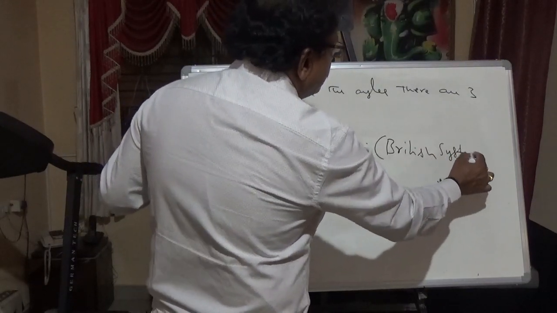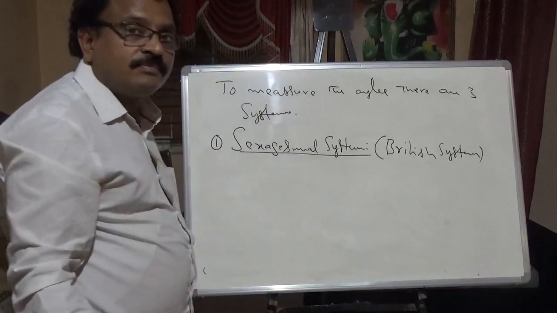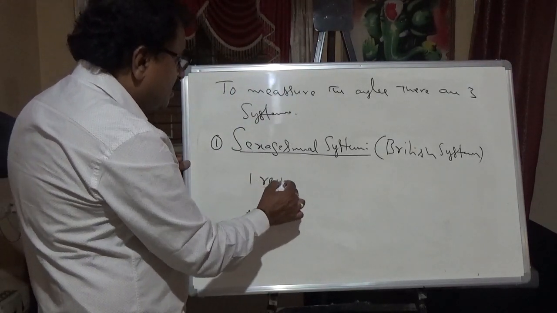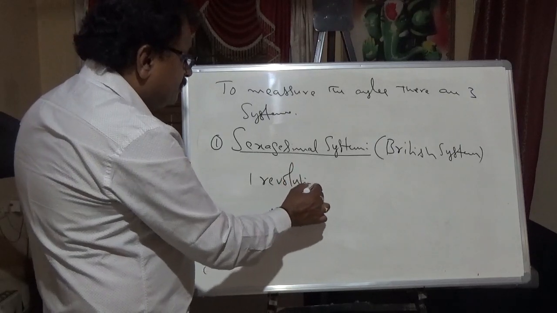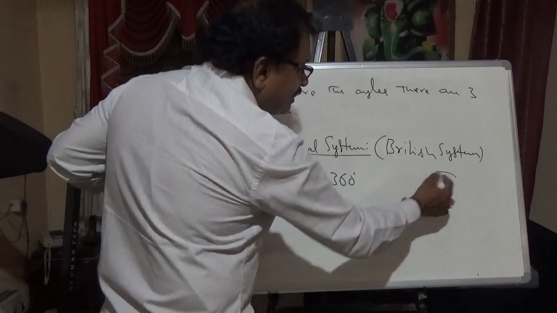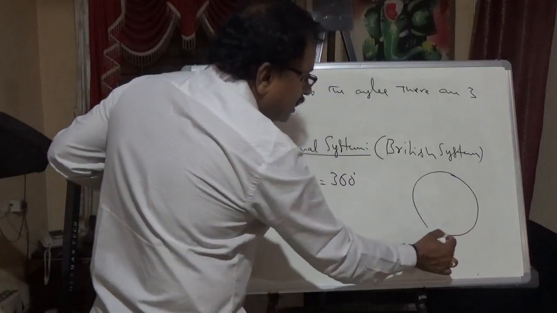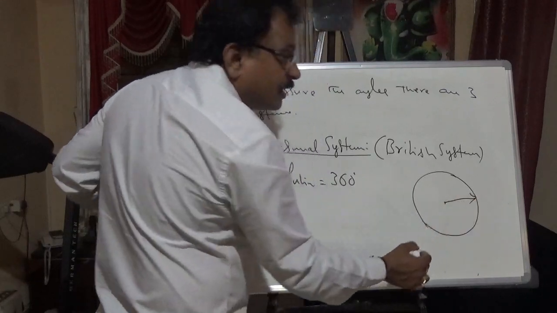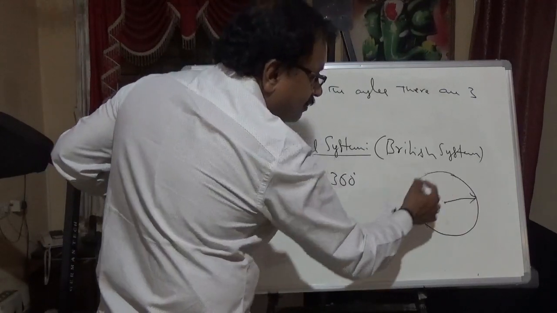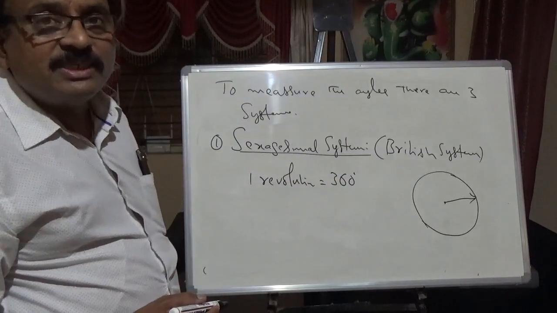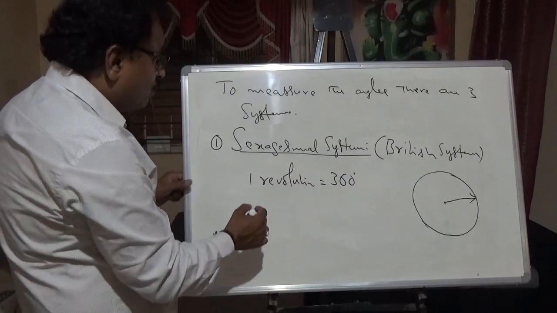The other name is British system. In this system, one revolution is 360 degrees. That means if we take one circle like this, here this is the ray. This ray starts here and completes one cycle, which is called one revolution. One revolution is how much? 360 degrees.